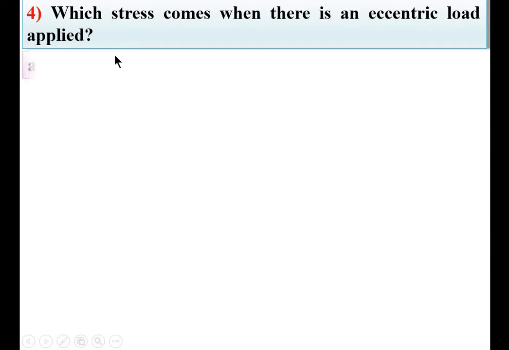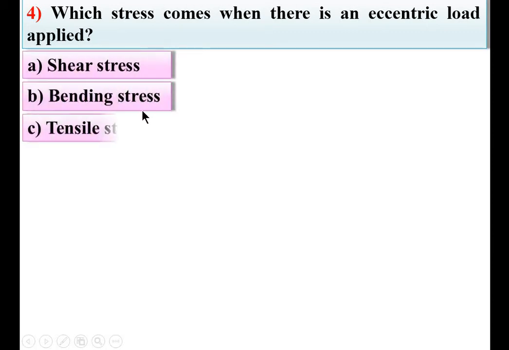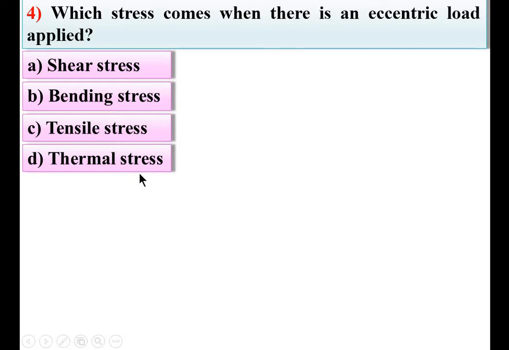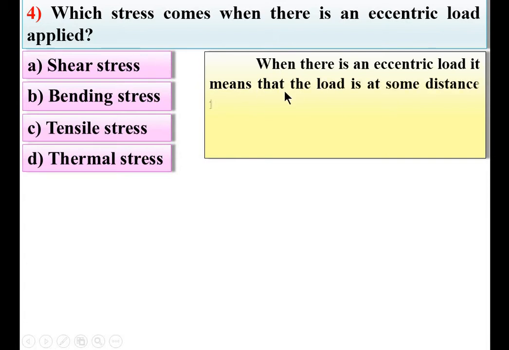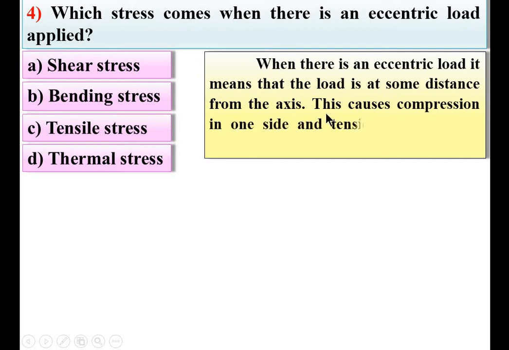Next, which stress comes when there is an eccentric load applied? Options: shear stress, bending stress, tensile stress, thermal stress. Look at this note. When there is an eccentric load, it means that the load is at some distance from the centroidal axis. This causes compression on one side and tension on the other, and hence it causes bending stress. So B is the right answer.